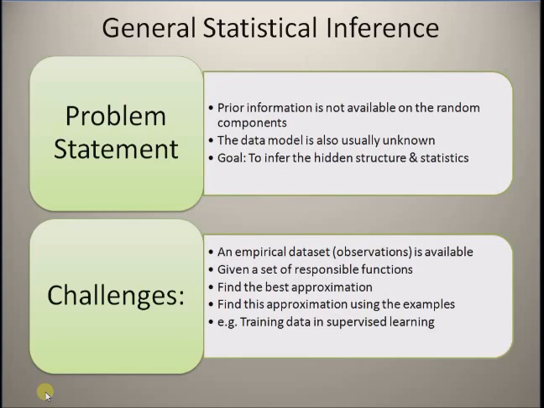So the challenge with this type of general statistical inference is that we have an empirical data set that is available, which can be, as I said, either from physical processes or from non-physical processes, and we have a set of possible functions. The goal is again to find a best approximation that describes the patterns in the data. And the major problem is how do we find this approximation using a set of examples. The goal is to find the functional approximation by using training data in a supervised learning setting.